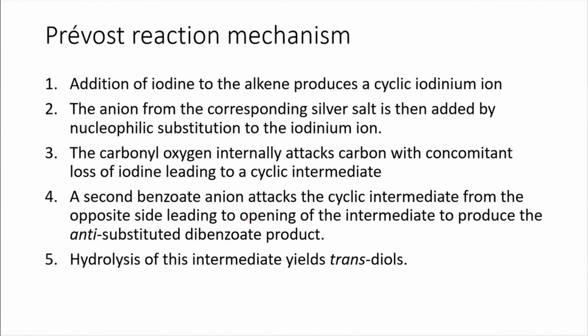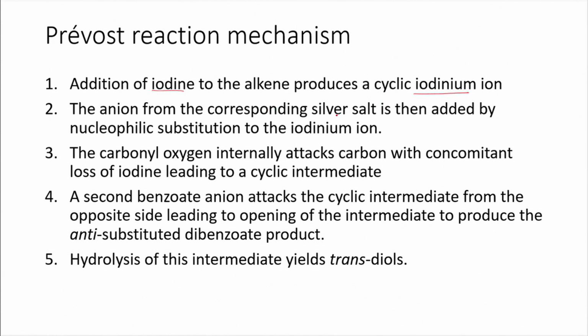So, let us look at the Prevost reaction mechanism. We will just go through textually what all the things are, then we will exactly look at the reaction mechanism in detail. So, first is the addition of iodine to the alkene to produce a cyclic iodinium ion. So, this is the first step.